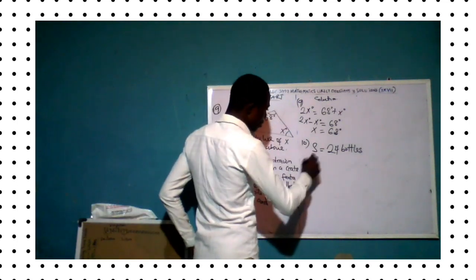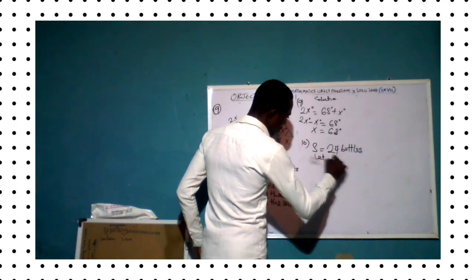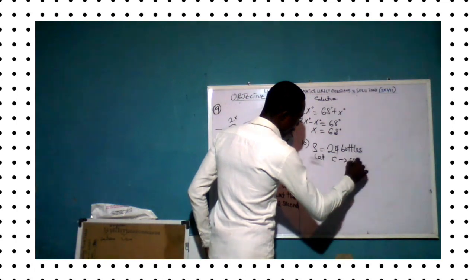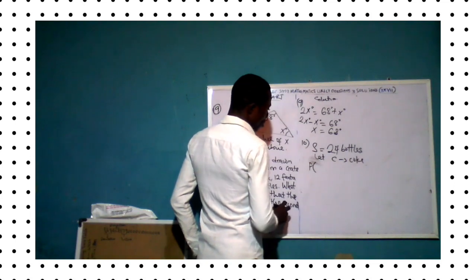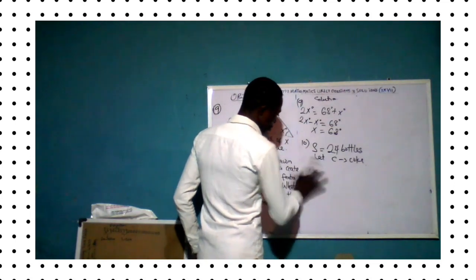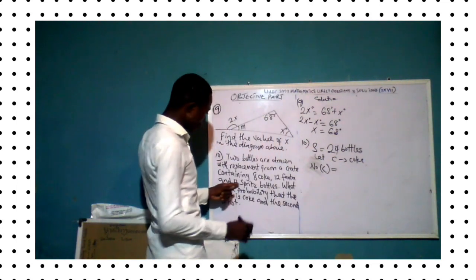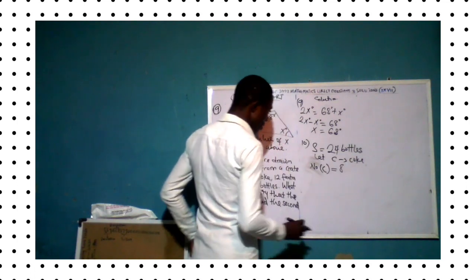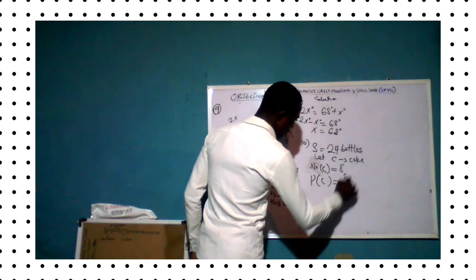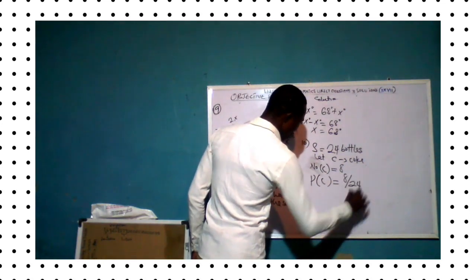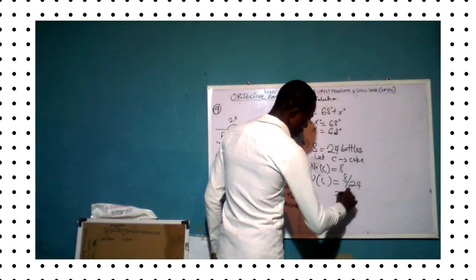First and foremost, probability of Coke. Let C represent Coke. The number of Coke, n(C), is equal to 8. Then probability of Coke is equal to 8, which is the number of Coke, all over the total number of bottles in the crate, and this gives us 1 all over 3.